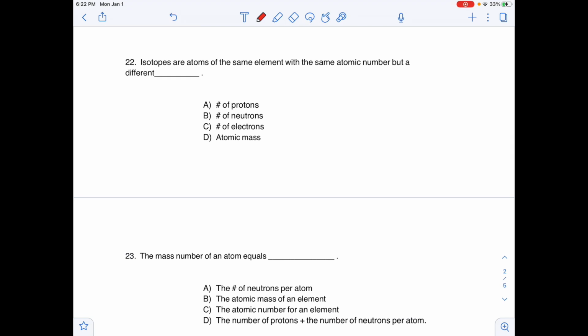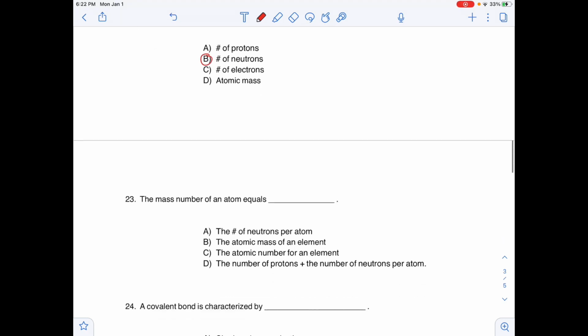For 22, it says isotopes are atoms of the same element with the same atomic number, but a different blank. So this again is like an information-based question that you kind of have to know what an isotope is to answer this. So the correct answer is B, the number of neutrons.